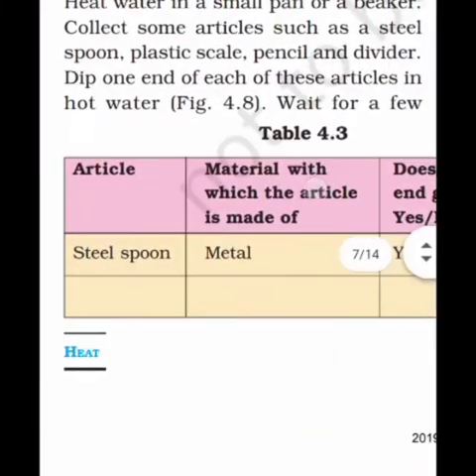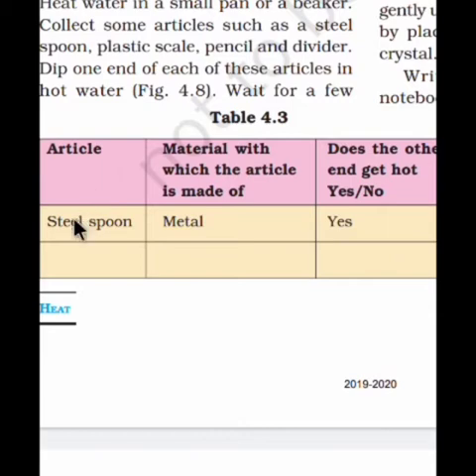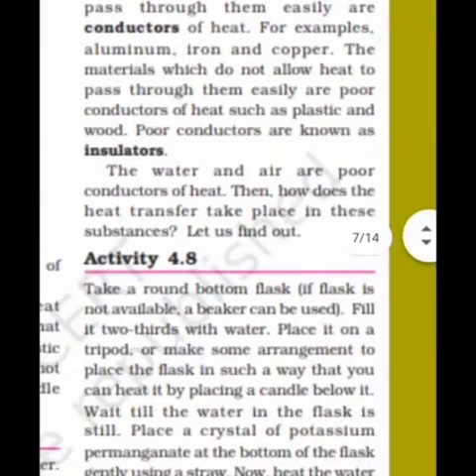Here we have table number 4.3. What you have to do is write the name of the articles, like steel spoon, pencils, divider, plastic scales, etc. In the column for the material the article is made of, if the steel spoon is of metal, then you have to mention metal here. If you are writing pencil in the article column, then you have to write wooden. And does the other end get hot or not? In this observation table, you have to write your observation. What you observe after performing the activity, you have to write in the last column of the table.